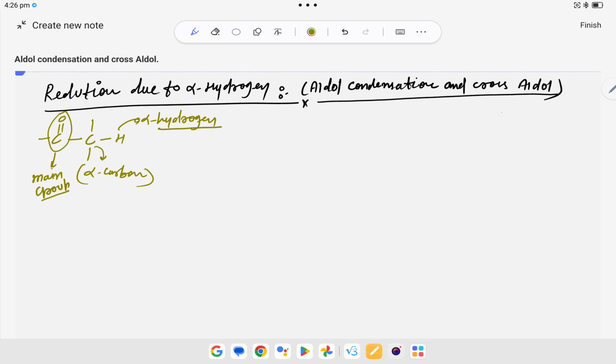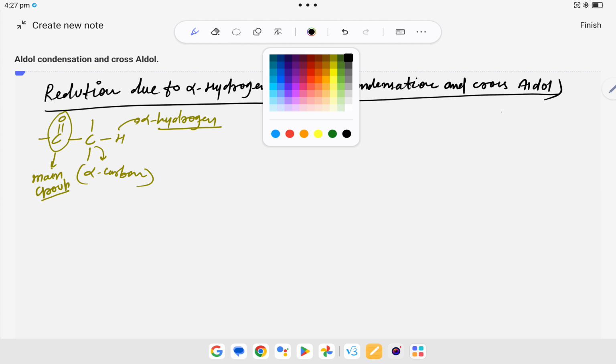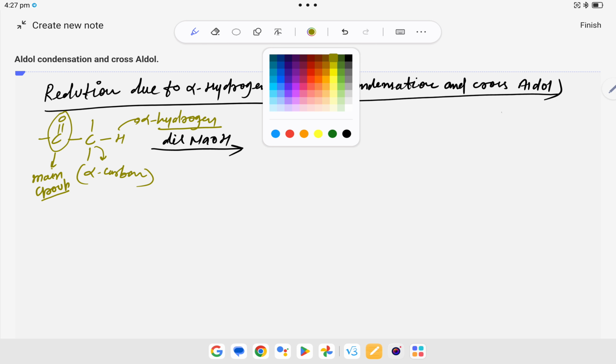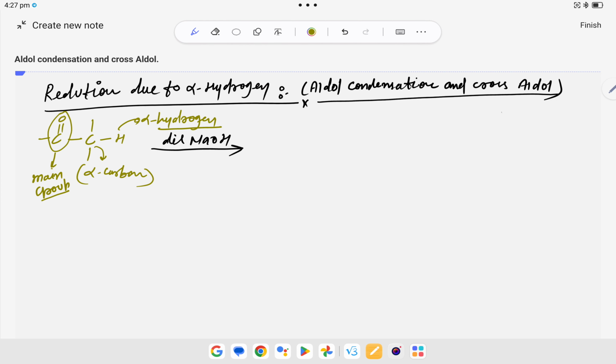So here what happened, what is the reaction? If this is reacting with dilute NaOH, then that alpha hydrogen is highly acidic in nature. Remember this point always, alpha hydrogens are highly acidic in nature.